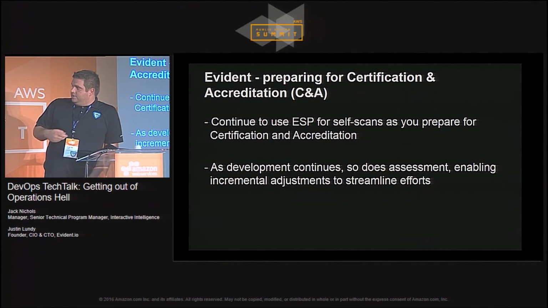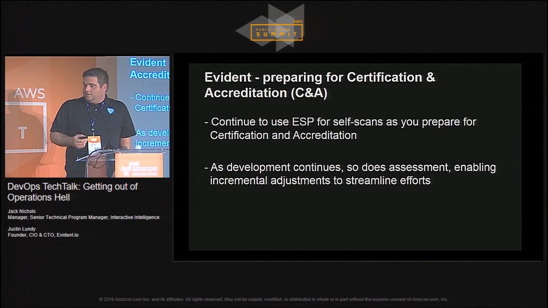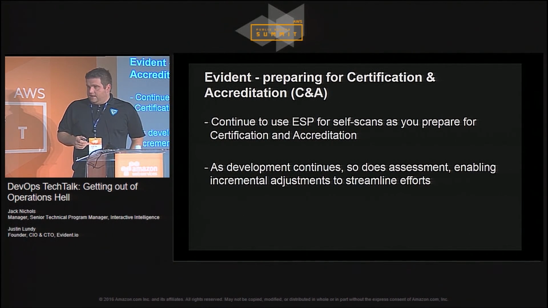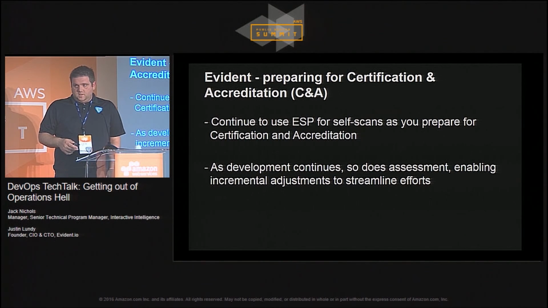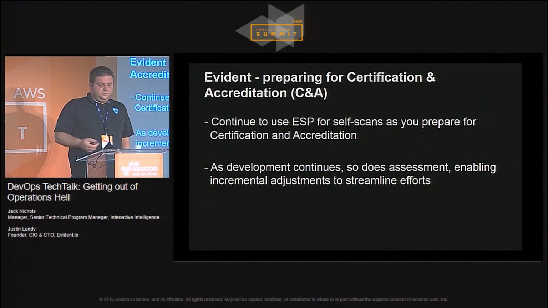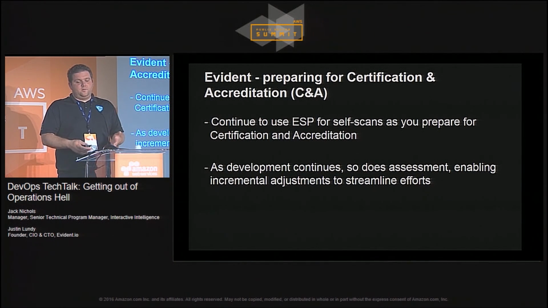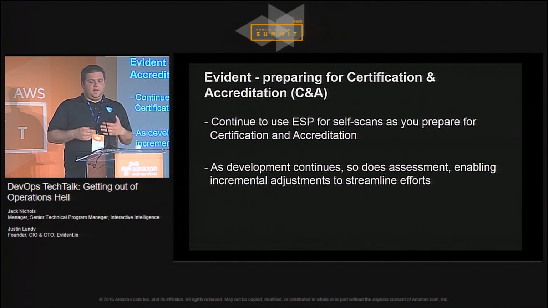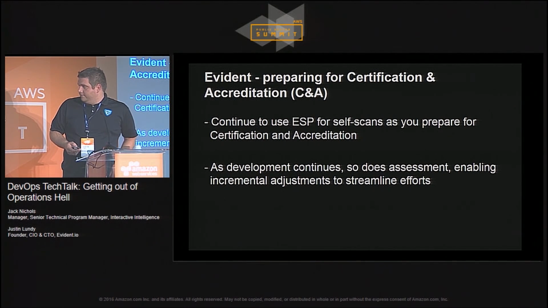So as you're using ESP to do a self-scan, you can use this information to help prep yourself before you try and achieve certification and accreditation. If you're looking to get FedRAMP certified at some point, or if you're looking to get PCI certified at some point, what you can do is essentially take advantage of what the platform provides so that you are closer to where you need to be when you do that C&A effort later on down the line.